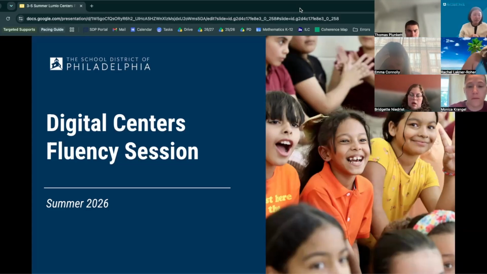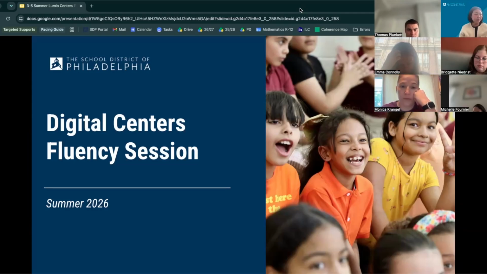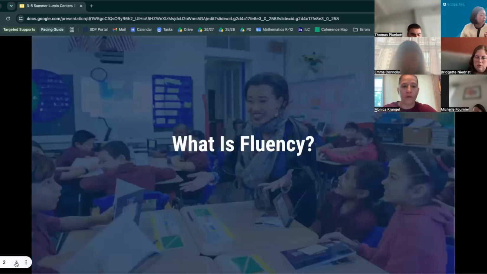Now we're going to talk a little bit more about centers and fluency development so that you can intentionally pick centers and intentionally pick stages that will target whatever goal you have for your students. After we talk about fluency during this breakout session, we're going to go back into the main room, and then Terry's going to go over how you can, as a teacher, assign those Lumio centers to your students. So let's go in and talk about fluency.